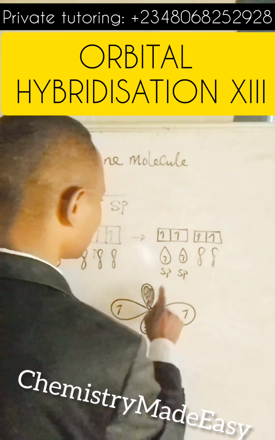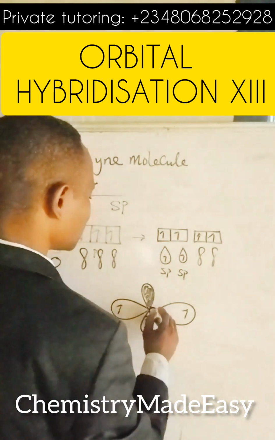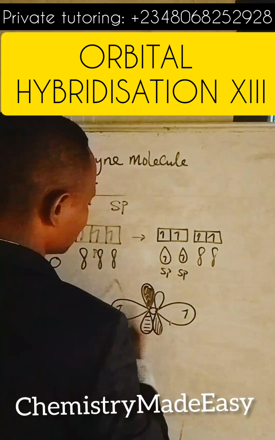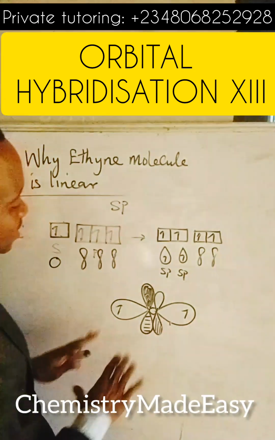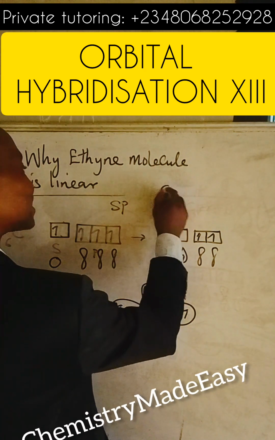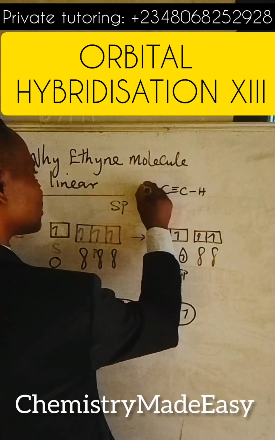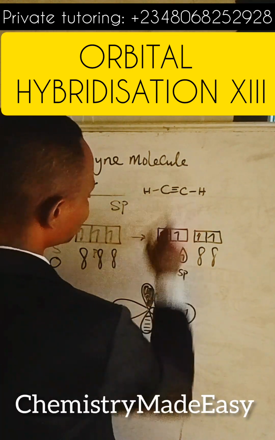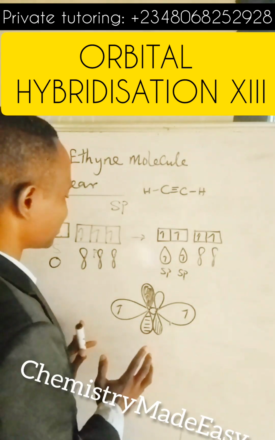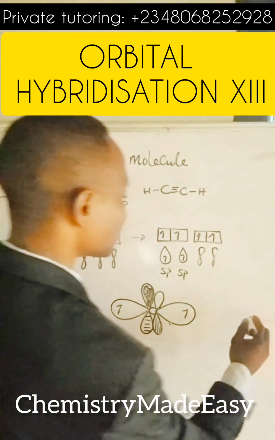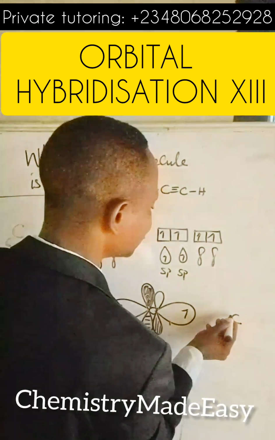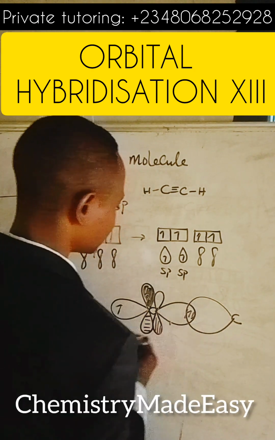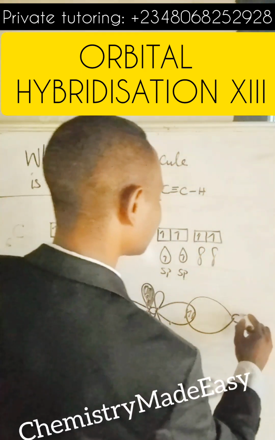Now the other unhybridized p will be pointing up and down. Let's say this one is up, down. So that is a carbon. In forming ethyne, it means 2 carbons are involved and 2 hydrogens are involved. So the first carbon will also hybridize its orbitals, like this carbon, and this is that carbon, with its hybridized sp, and this 1 electron.